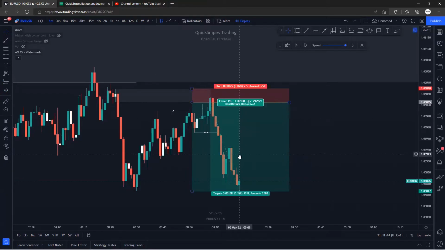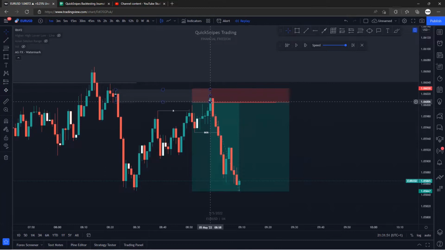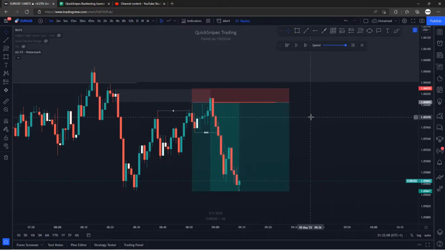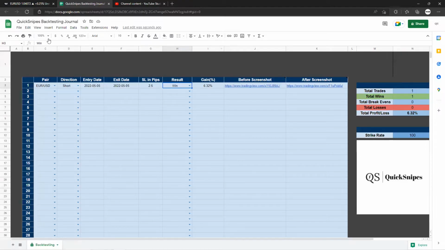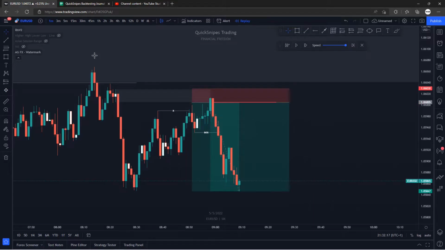Our exit date was also the 5th of May. Our result was a win. And look, we entered at 8:58, so well within a really ideal time, the morning of a trading day. After 7 a.m. and before 4 p.m. is ideal. And we exited on, wow, it was an 11-minute trade. So in 11 minutes, you've made 6.32 off. That's really clean for me.